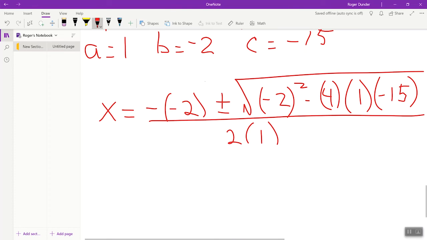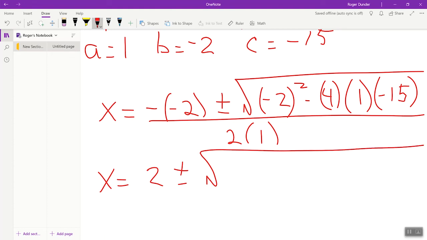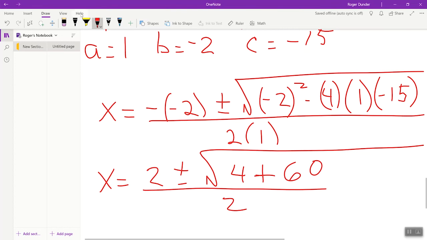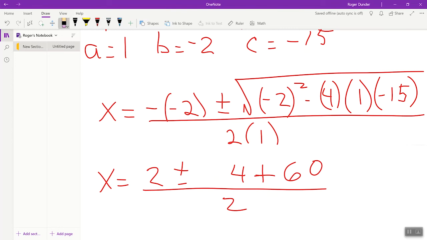So we do a little simplification now. x is equal to 2, because minus a negative 2 is 2, plus or minus the square root of negative 2 squared is 4, minus 4 times 1 is 4, times negative 15 is 60. So this here happens to be plus, because minus a negative is going to be plus. 4 times 15 is 60. And it's all divided by 2. So it's looking a little simpler now. I think you can see that.